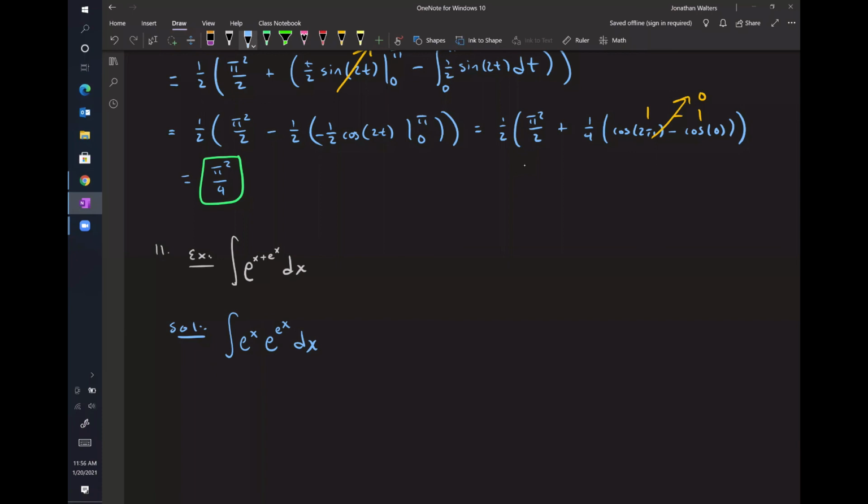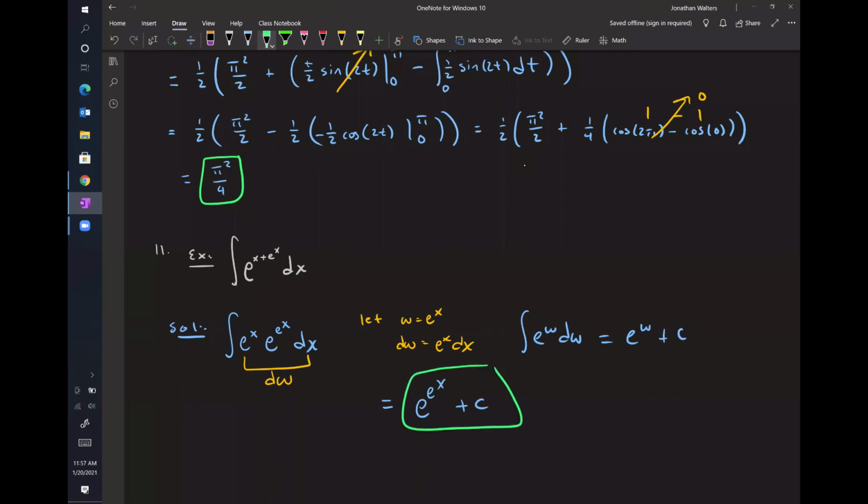So what are we going to do? Go through our strategy. Can I make a substitution? Yeah, let w equal e to the x, and then dw will be e to the x dx. So here is my dw. So this really just becomes the integral of e to the w dw, which is e to the w plus c. So this integral is really just e to the e to the x plus c. Just like that.